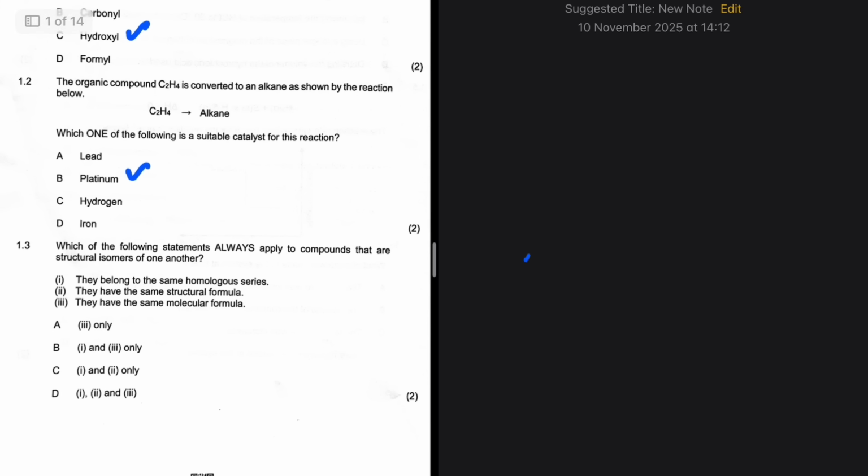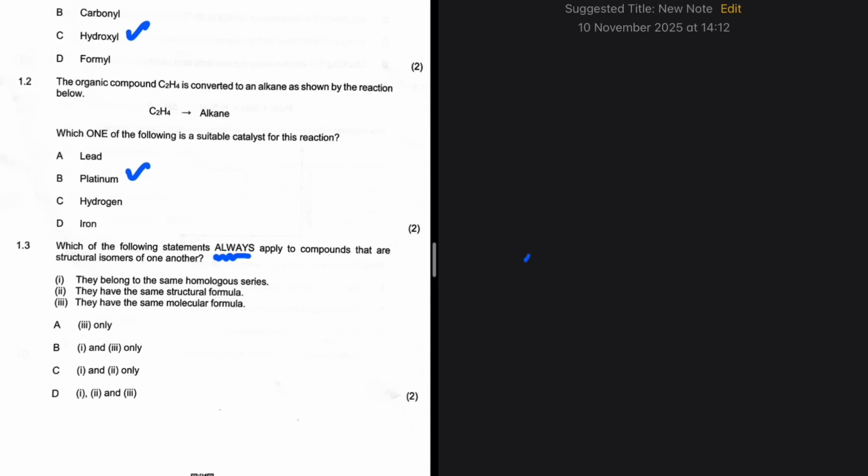1.3, which one of the following statements always apply to compounds that are structural isomers of one another? So the key word here is always. It has to always apply. Let's take a look at Roman numeral 1: they belong to the same homologous series. Not necessarily, because ketones and aldehydes can be structural isomers of each other. Acids and esters as well can be structural isomers of each other.